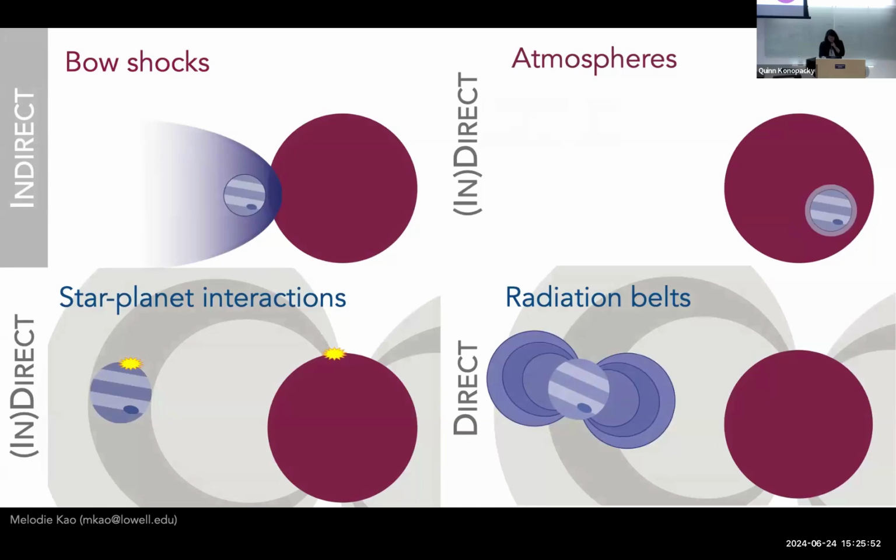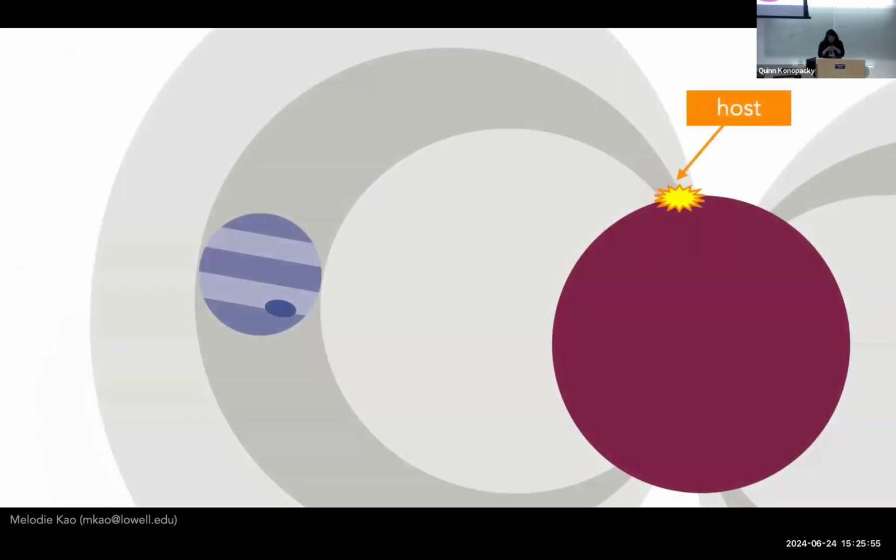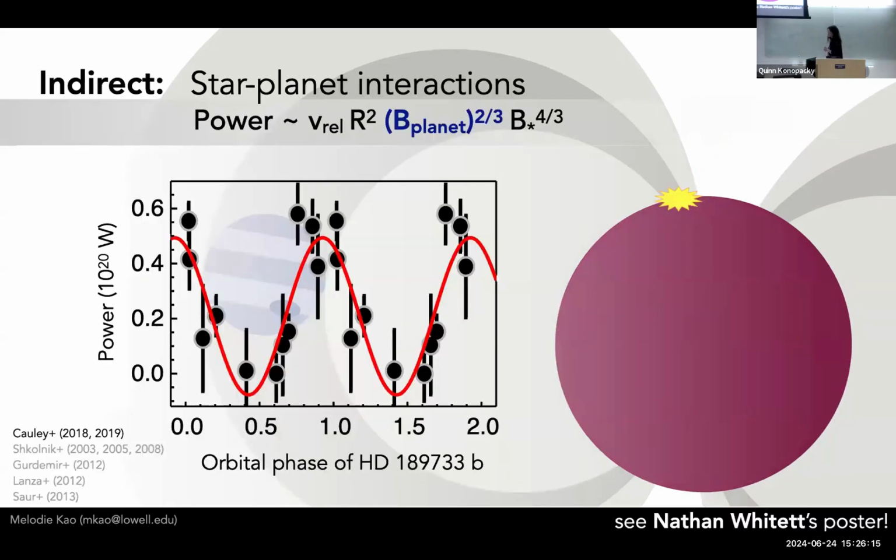Now, instead, what we can turn to right now are star-planet interactions, as several people have already touched on today. Star-planet interactions can occur on both the host star itself and also on the companion or the planet. Essentially, Evgenia Shkolnik pioneered a method in the early 2000s where she was finding that she could see orbitally modulated calcium 2K emission in hot Jupiter systems.